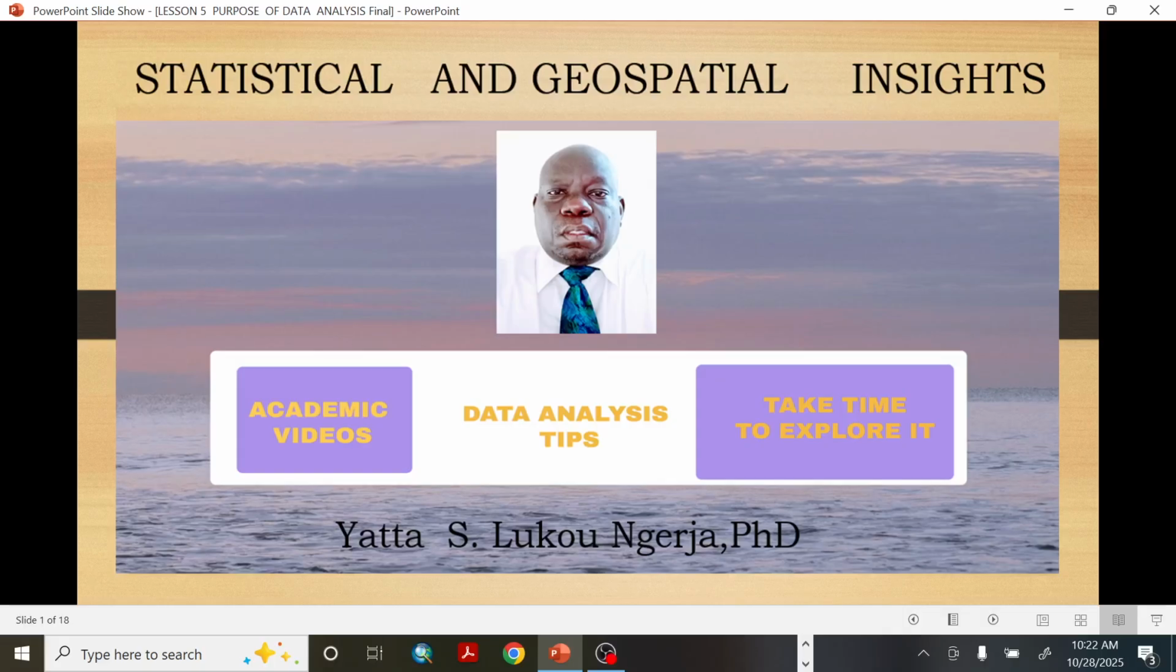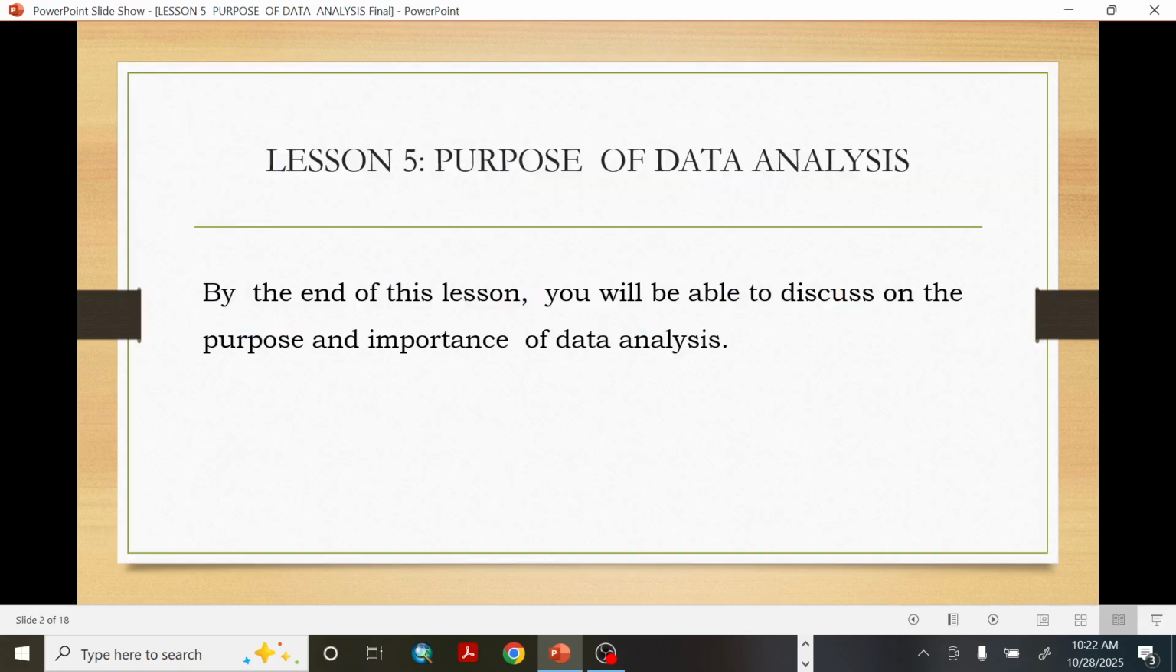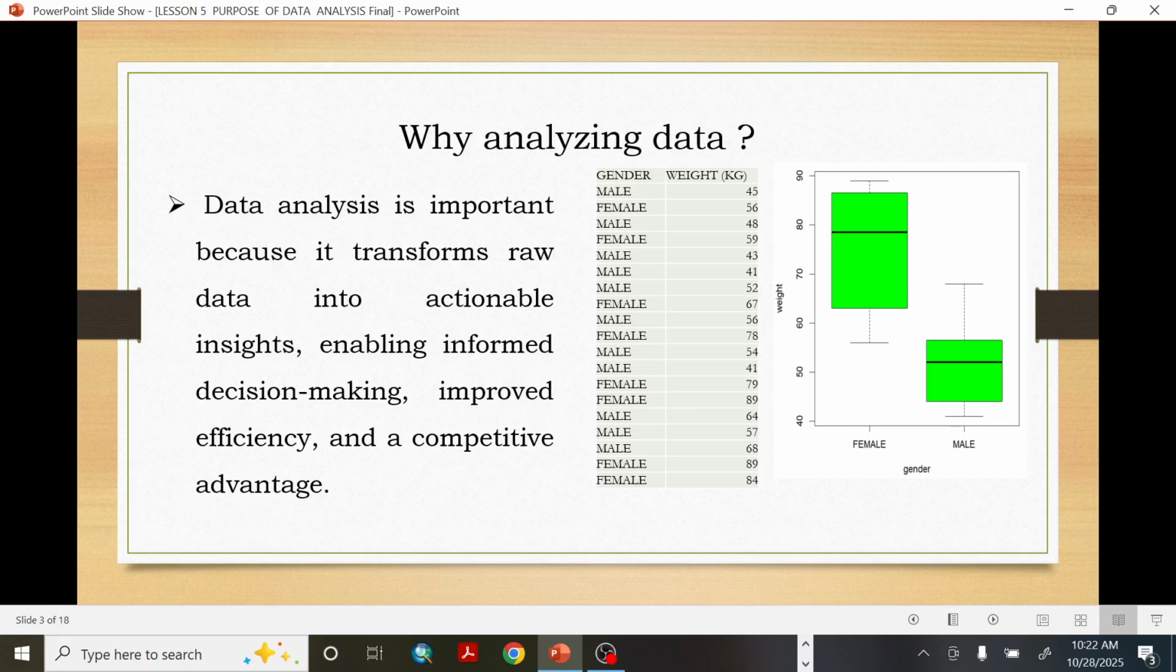We are meeting today in lesson number 5, which is about the purpose of data analysis. The question is, why analyze data? Data analysis is important because it transforms raw data into meaningful information, which means data which is not analyzed does not give enough information about the data itself.